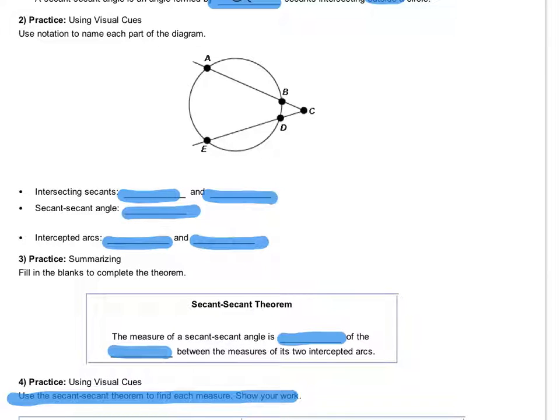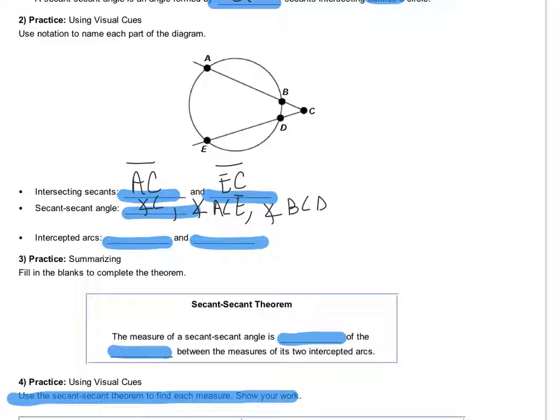Using the circle that's given, it says intersecting secants. Our two intersecting secants are going to be secant AC and also EC. The secant angle is just our angle C that's created on the outside. Or you can call it angle ACE, or it could be angle BCD. Or you can write those in reverse order.